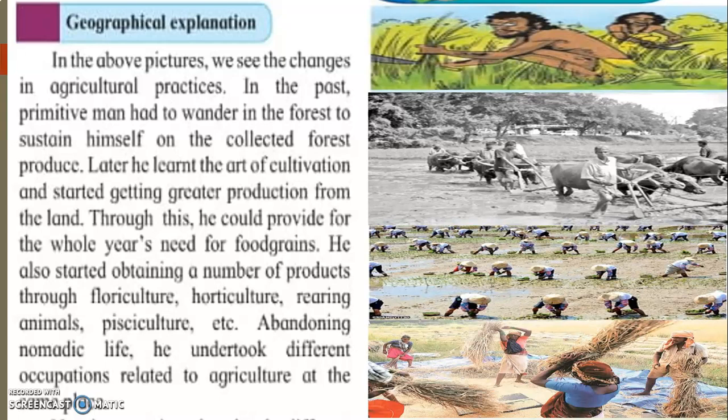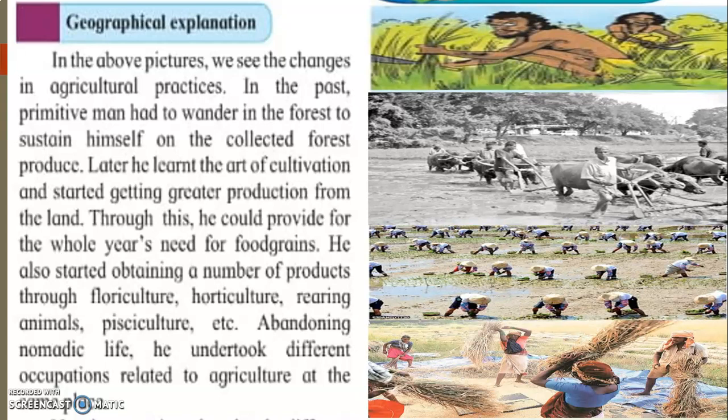Abjoining means leaving, okay, leaving from one place to another or from one area to another, leaving the nomadic life. The Stone Age man living the nomadic life, as he started gaining knowledge and started understanding the different things around him, he started living a better life. So he understood the different types of occupations which are related with agriculture, and then he settled down in one place, and from there he started living his proper permanent life.